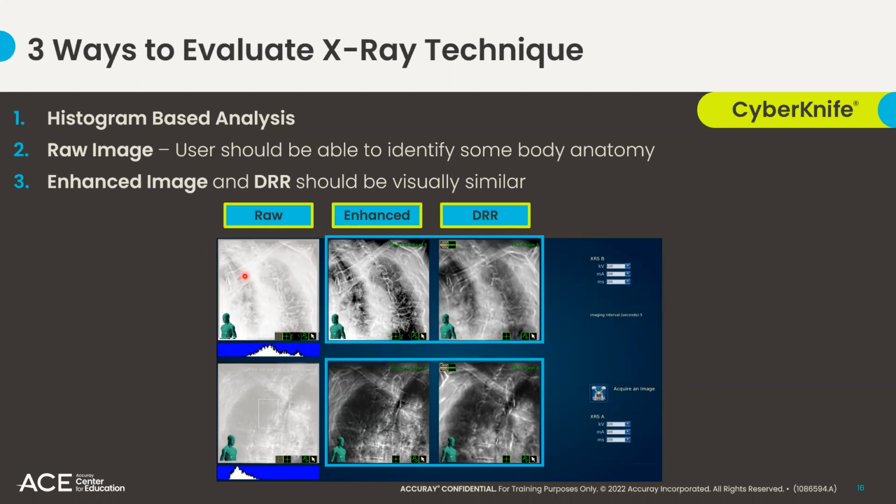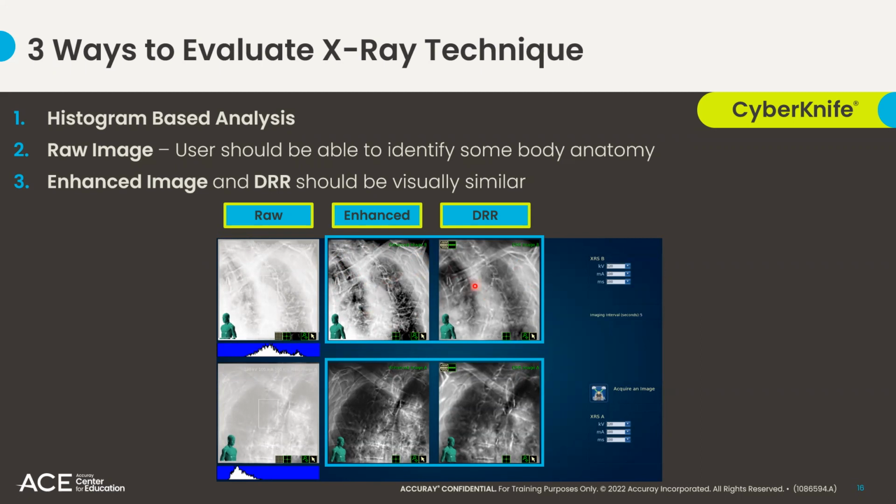The enhanced image is simply the raw image with a smoothing filter applied. It's going to result in a much more visually pleasing image. This is what we are monitoring during treatment delivery. And we don't want our enhanced image to be significantly darker or lighter than our DRR, or the algorithm will have a hard time comparing the two.